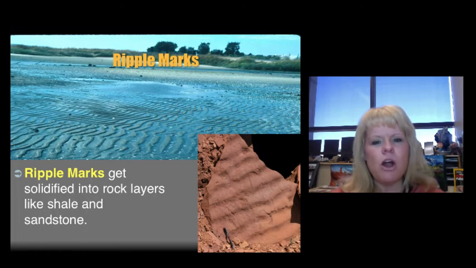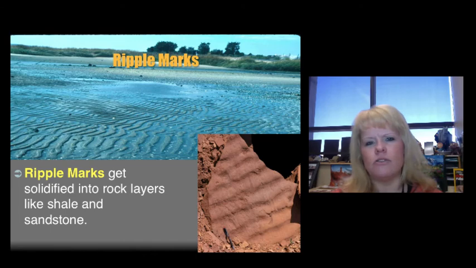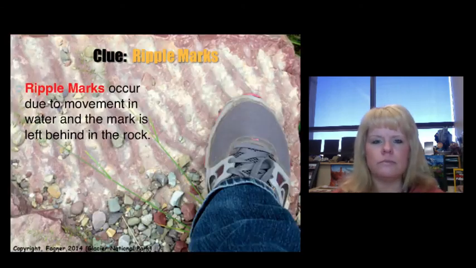So what is a ripple mark? These are ripple marks. This is a modern day tidal flat. Here's what an ancient one looks like. Ripple marks tell us that we had a slow-moving water environment. Typically they're deposited in shales, siltstones, sometimes even sandstones.